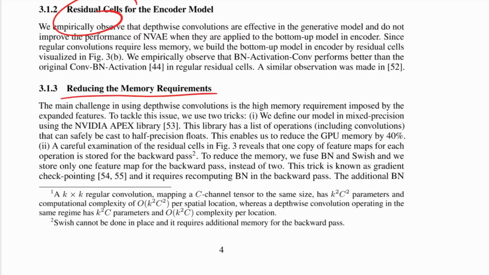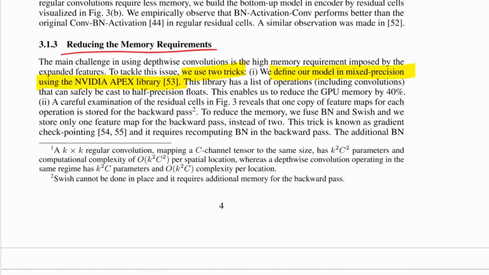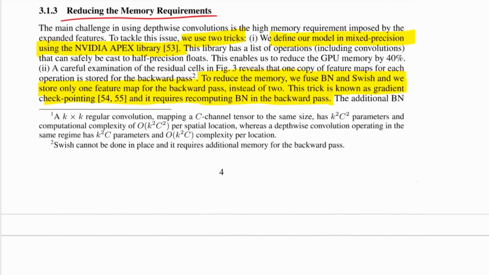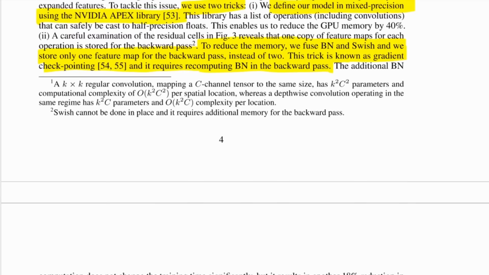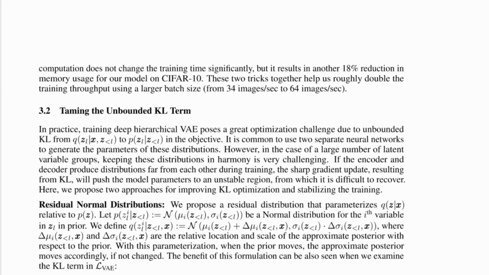Reducing the memory requirements, they say they use two tricks. First of all, they do mixed precision using a cool new NVIDIA library. Given that they're from NVIDIA, they get to try these things out first. And second of all, to reduce the memory, "we fuse batch norm and swish, and we store only one feature map for the backward pass instead of two." And they have to then recompute. This trick is known as gradient checkpointing. It requires recomputing batch norm in the backward pass. I believe future deep learning frameworks should just take care of that for you instead of you having to do this kind of stuff, honestly.